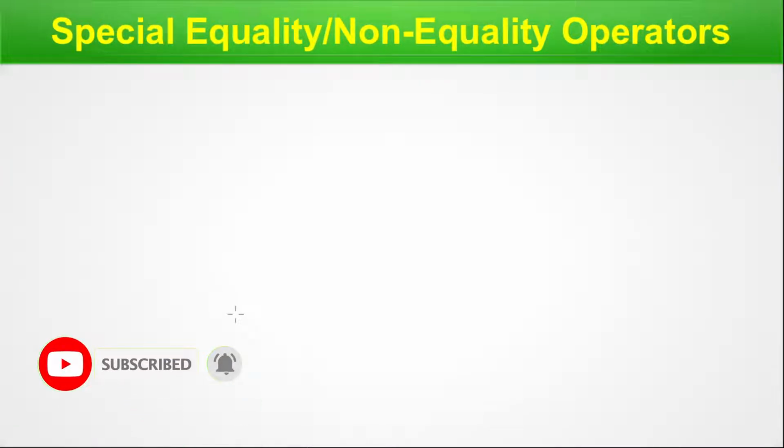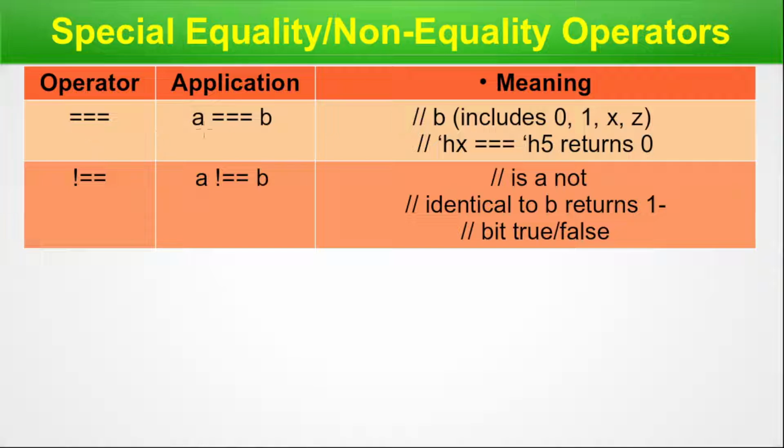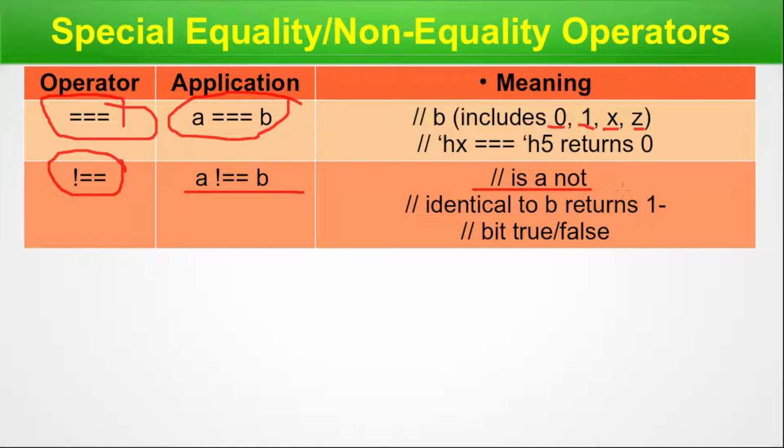Special equality, non-equality operators. Now, in the last slide, we have seen that the double equal to sign cannot handle Z or X. Now, this triple equal to sign, here we write like this, A triple equal to B. This includes 0, 1, X, Z. So it's appropriate for Verilog coding, and this is not equal to, and it is a not. So it also handles the 0, 1, X, Z. Identical, it returns 1 bit true false. However, the main focus is 0, 1, X, Z.